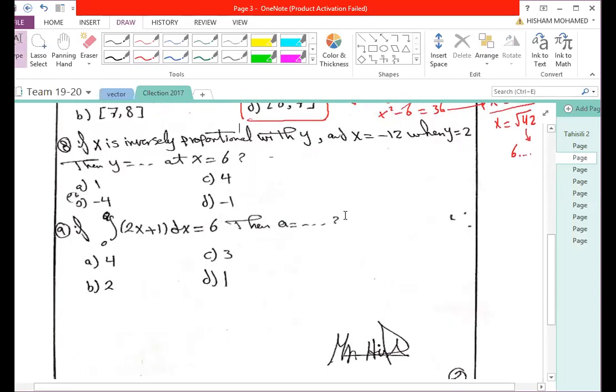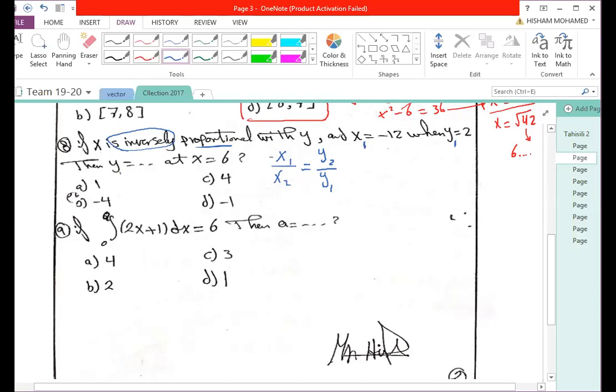Next one, number 8. If x is inversely proportional to y, the meaning of inversely proportional is that x1 over x2 is equal to y2 over y1. In case of directly proportional, you are going to write x1, x2, y1, y2. Now, x is equal to 12 when y is equal to 2. It means that x1 is 12 when y1 is 2.